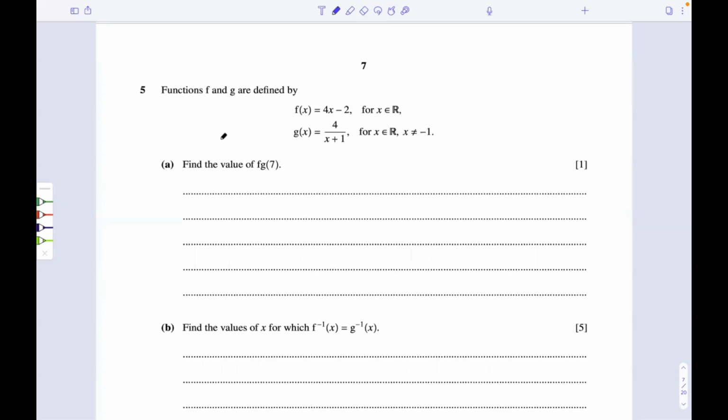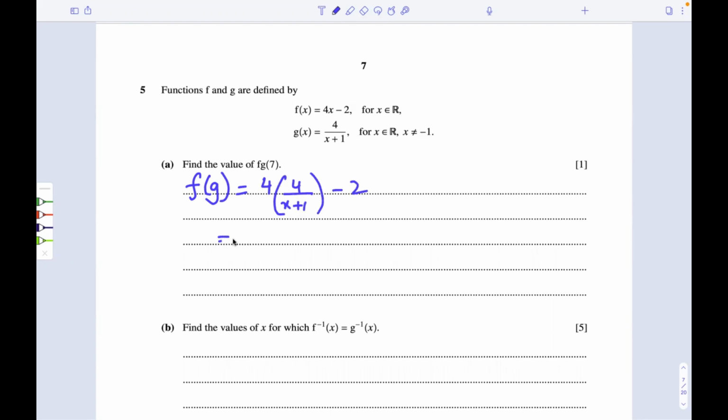Now in this question, we have two functions, and in the first part we have to find the value of fg of 7. To do that, the first step is finding fg. So fg is basically 4, and in place of x, we'll put the function g, which is 4 into 4 upon x plus 1 minus 2.